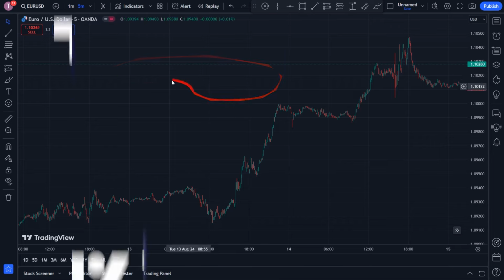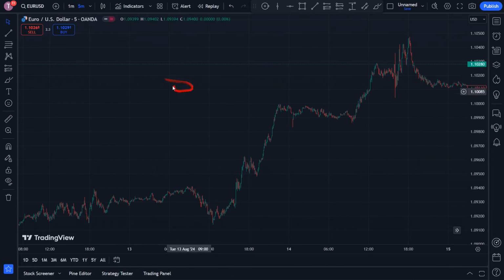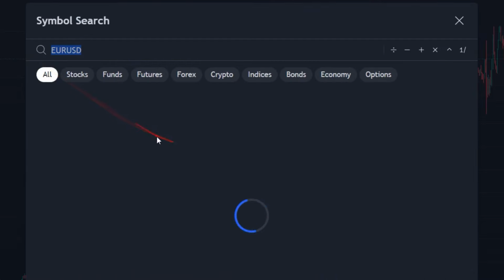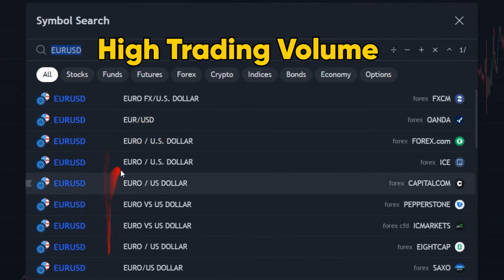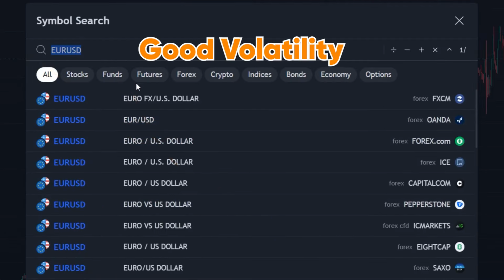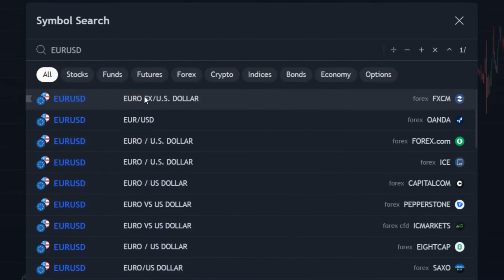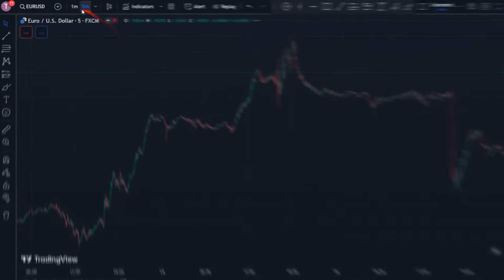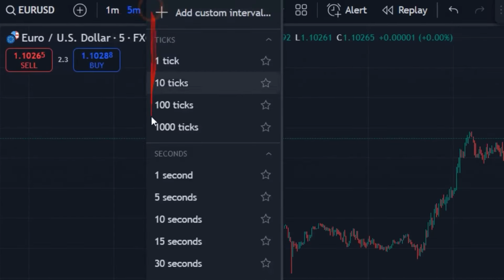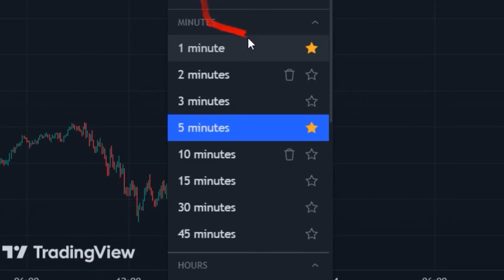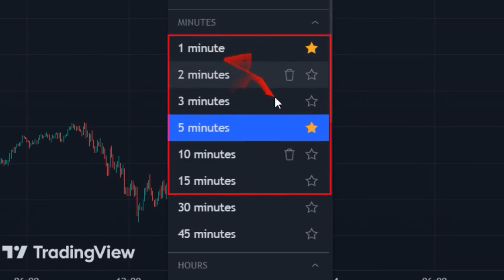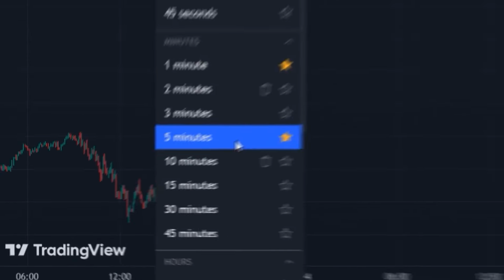First, you need to go to the TradingView website. After that, just go to the symbol section and select a symbol that has a very high trading volume and good volatility so that you can achieve the maximum profit in the shortest time possible. Now we need to go to the time frame section and select our time frame. I recommend choosing a time frame between 1 minute and 15 minutes for your trades.